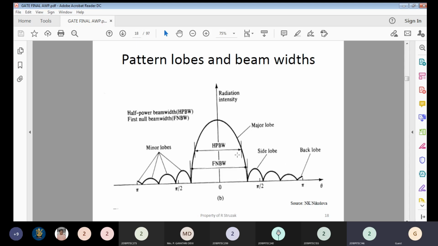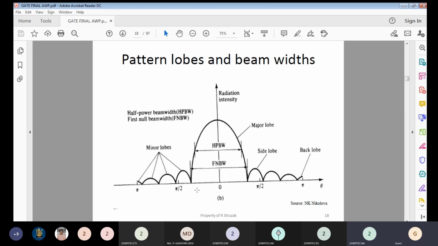Okay, while coming to the point of this major lobe, in this case we are going to find out two types of beam width. Keep in mind, very important. They will ask frequent questions from beam width of antenna. One is going to be called the first null beam width. The second one is going to be called the half power beam width. I'll tell you how to take the first null beam width.